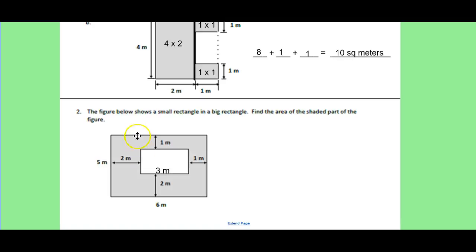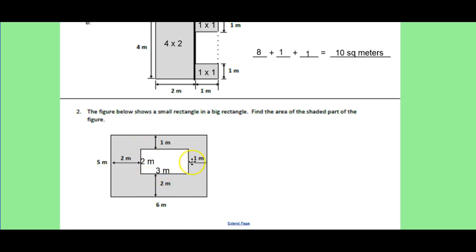Okay, same thing that we're going to do here, we're going to try to find this side length. Okay, so this whole side length is 5 meters. So I've got 2 meters right here and 1 meter right here. So if I take this 2 and this 1 together, that gives me 3 meters. So I just need to take my 3 meters away from my 5 meters, and that will give me what this side length is. And when you take 3 away from 5, you're left with 2 meters. So that tells us right now that this side length is 2 and this side length is 3.